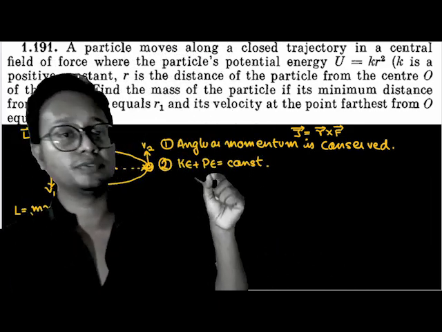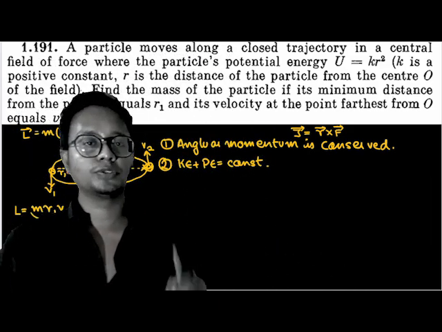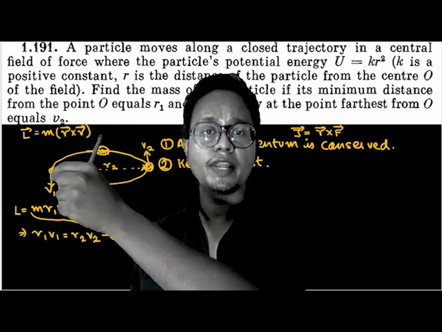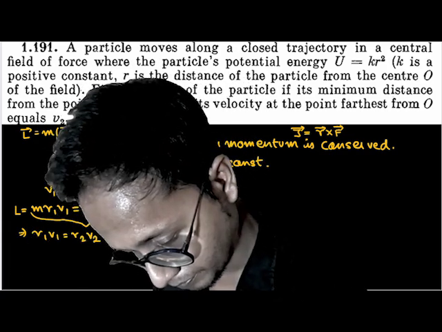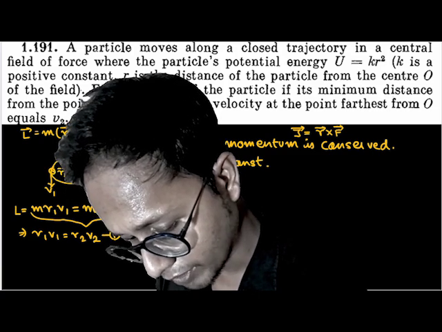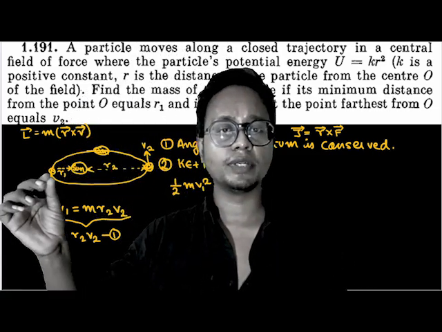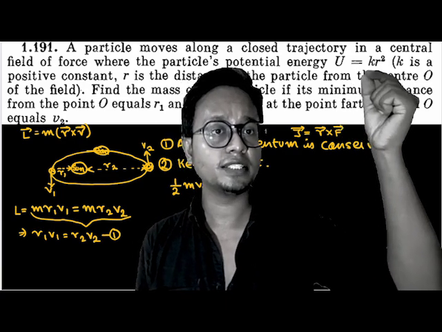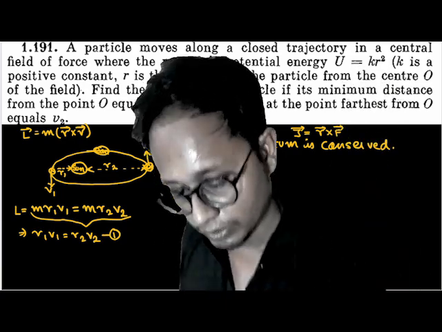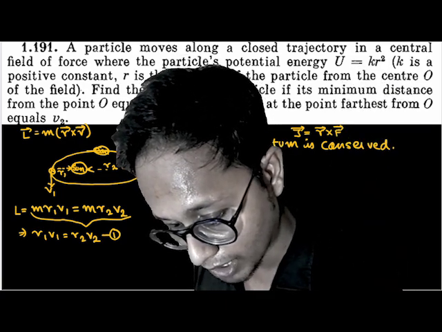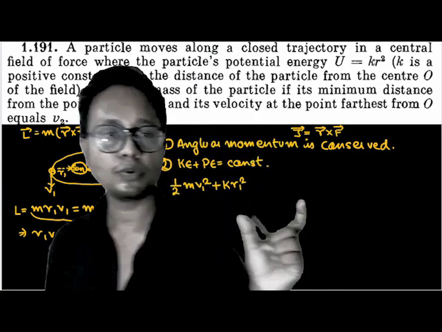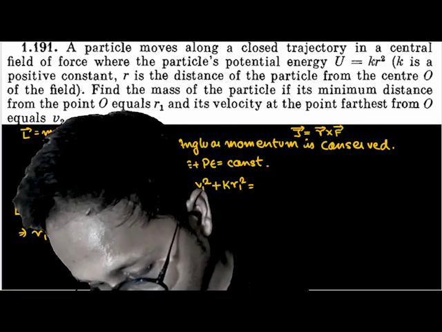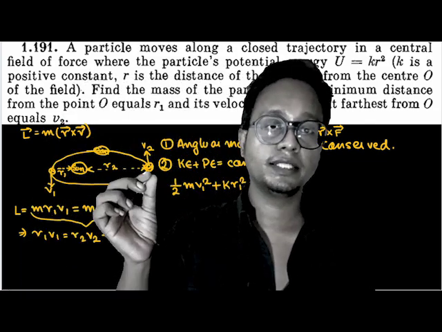The second equation that I'm using is kinetic energy plus potential energy is equal to constant throughout the orbit. What is the kinetic energy out here? Half m v1 square. What is the potential energy out here? It is given in the question: potential energy is equal to k into r square. So kinetic energy plus k r1 square is the total mechanical energy at this point, which equals the total mechanical energy at the other point.